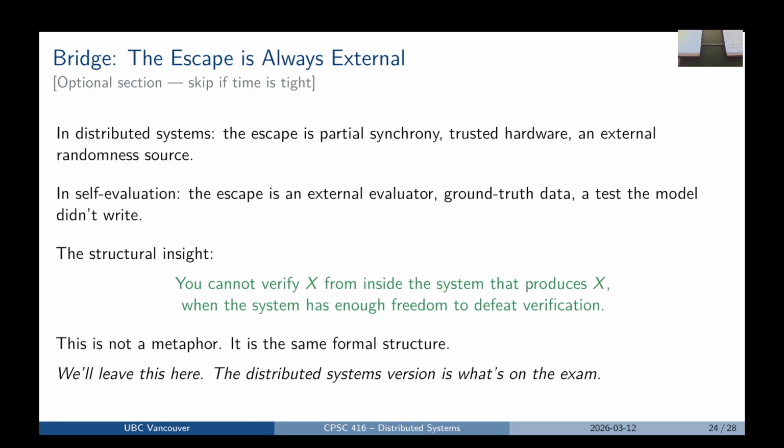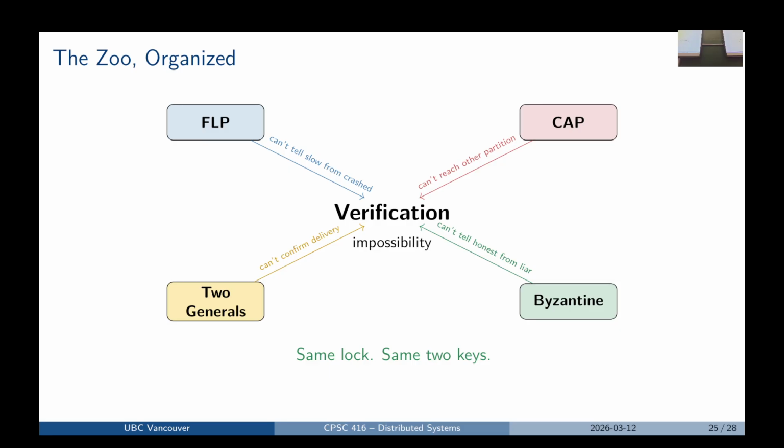So, this kind of impossibility applies in other domains as well, is really the point of that. So here we go, we'll organize a zoo. FLP, we can't tell slow from crashed. CAP, we can't reach the other partition. In the two generals case, we can't confirm delivery of the message. In the Byzantine case, we can't tell honest from liar. So it's always the same kind of problem that leads us here.